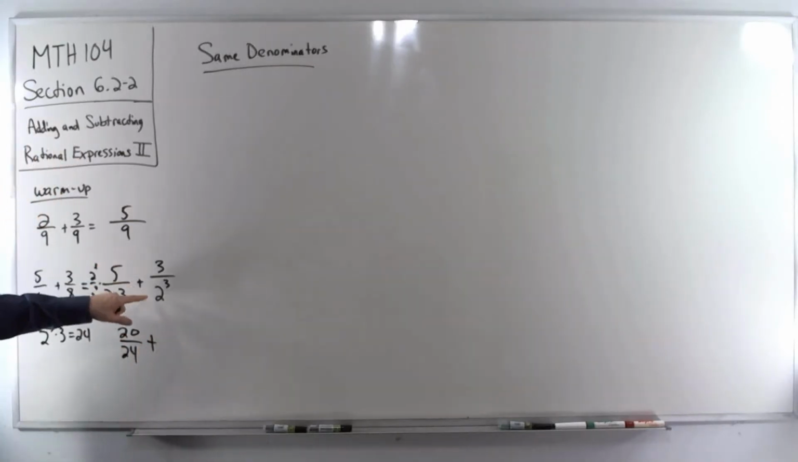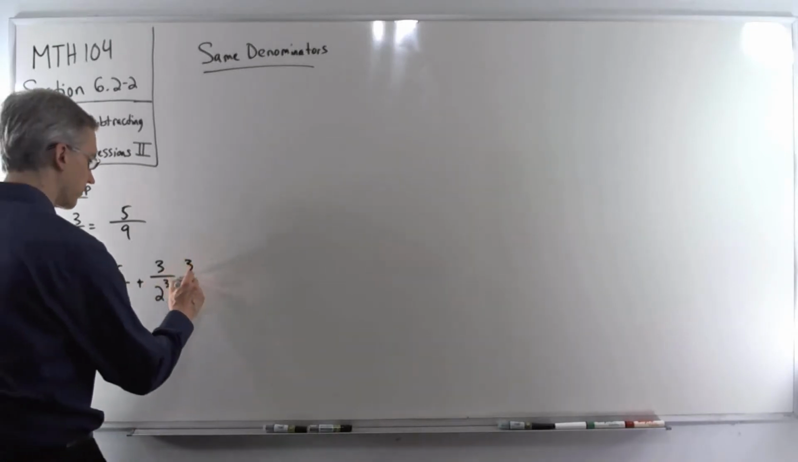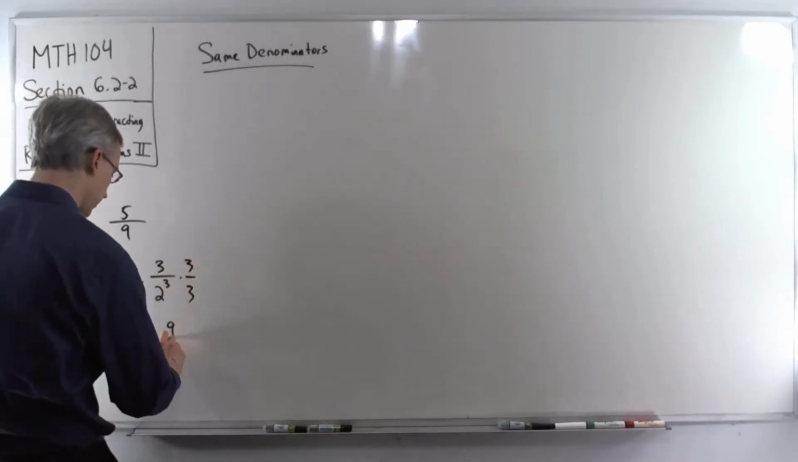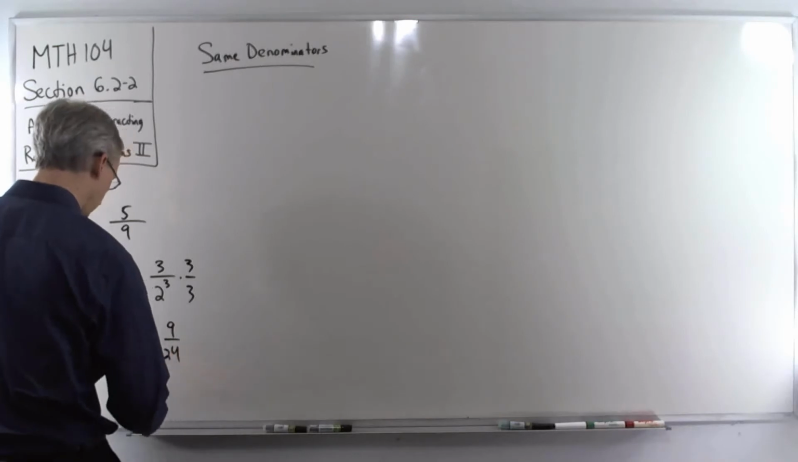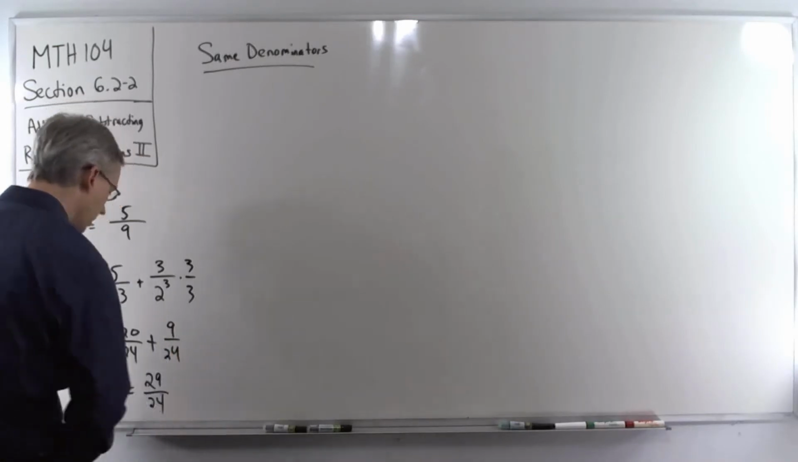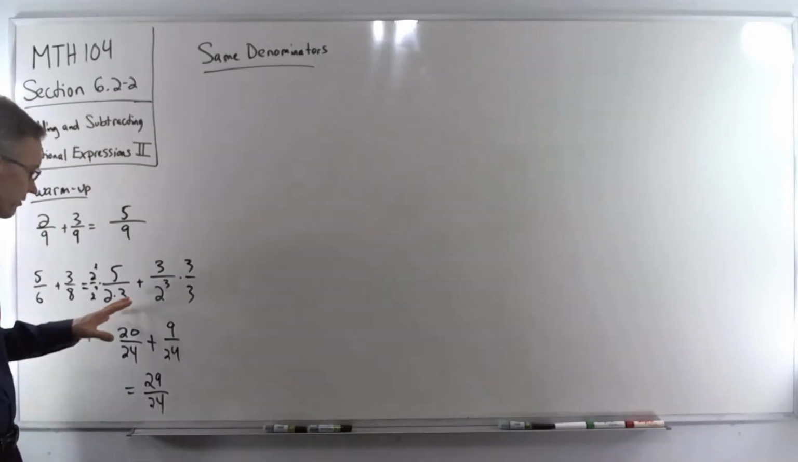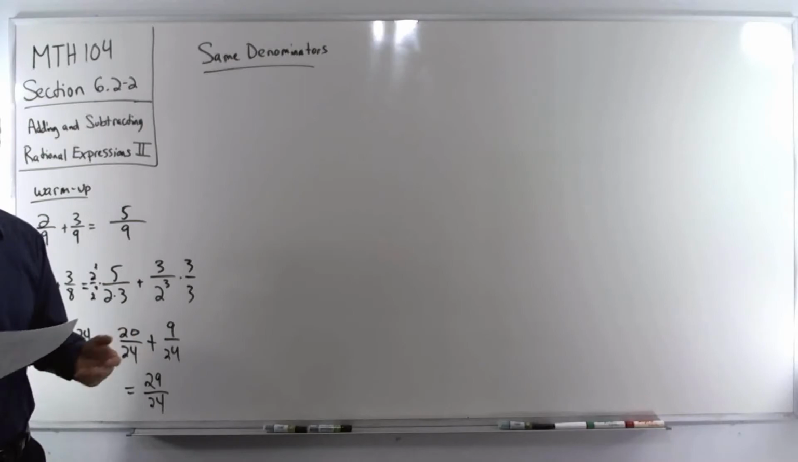Plus, and then on this side, we're missing the 3. So we'll multiply this one by 3 over 3. So that gives us 9 over 24. And add them together. And we get 29 24ths. So kind of a convoluted way to do this one, but better practice for what we're going to see today.